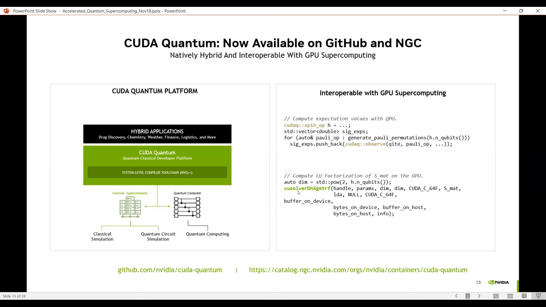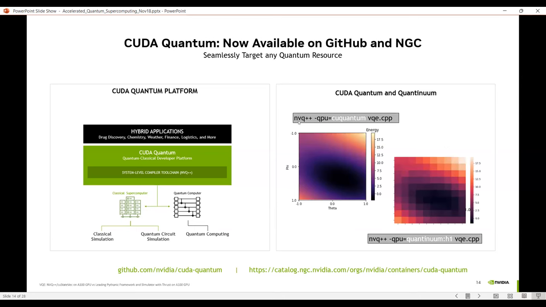Now, what the compiler will do: we compile this code with NVQ++, minus minus target. In the first stage, we are thinking it will run on simulators only. So we run only CUDA-Quantum. We define the target as CUDA-Quantum, which means it will run on the simulator, where it will exploit the GPU capabilities, everything it will run there. And then we compile this code, vqe.cpp.